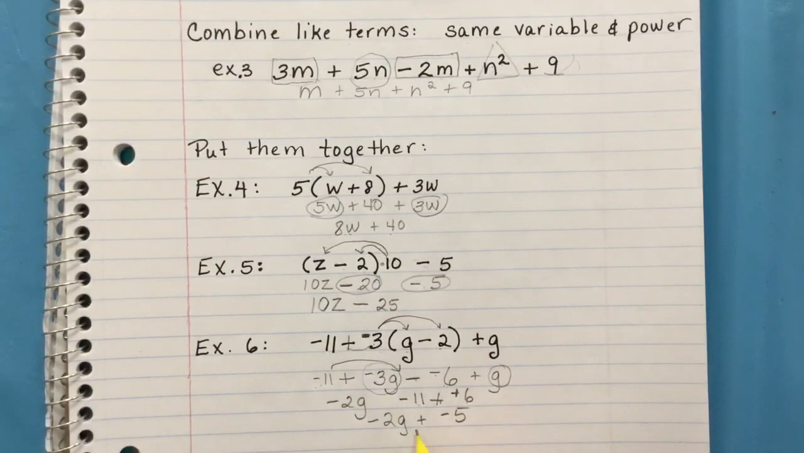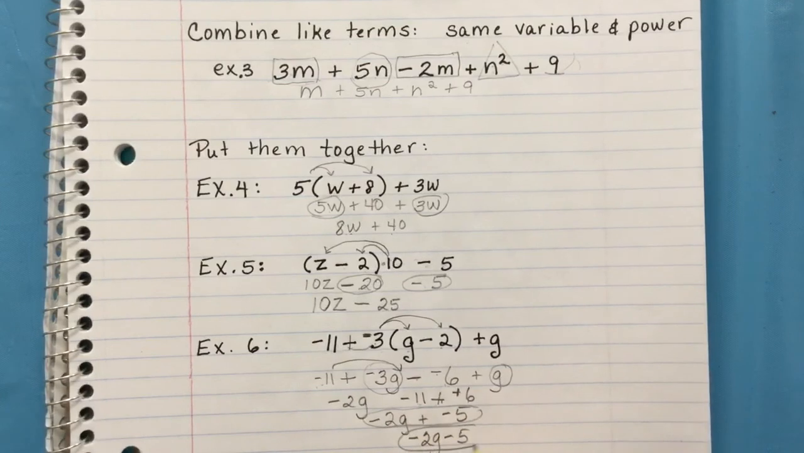So you can leave it like that, but most of the time in your book, instead of having a plus and a negative, they'll change it back to subtraction. These are both correct, and they're the same thing.